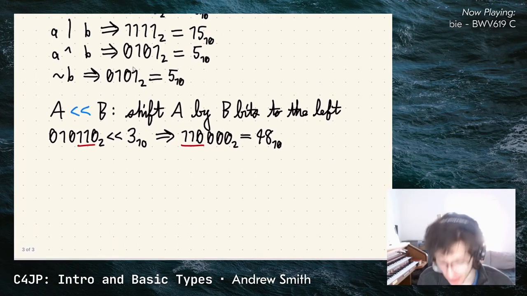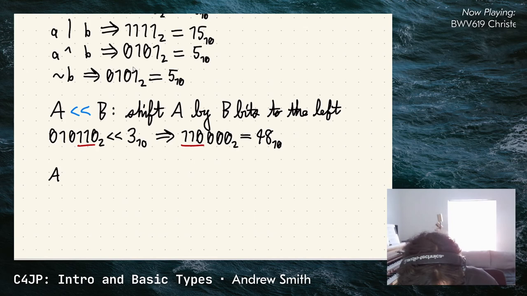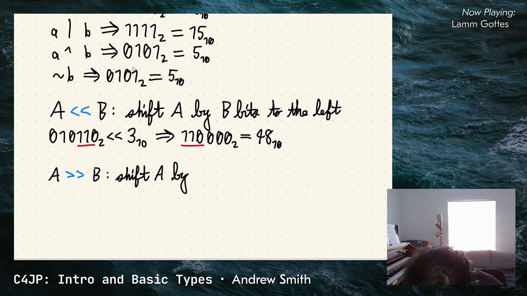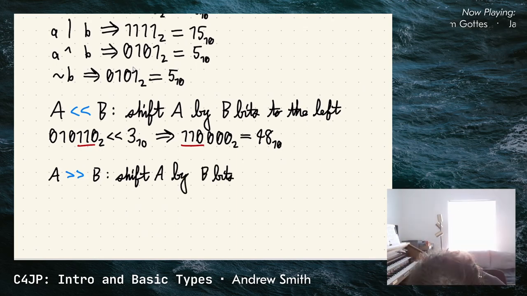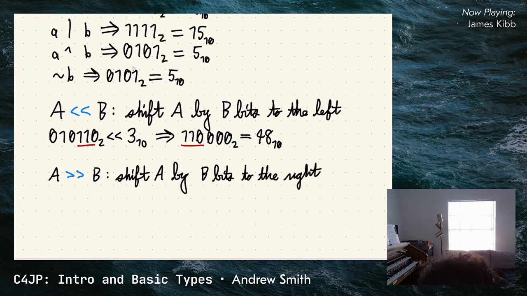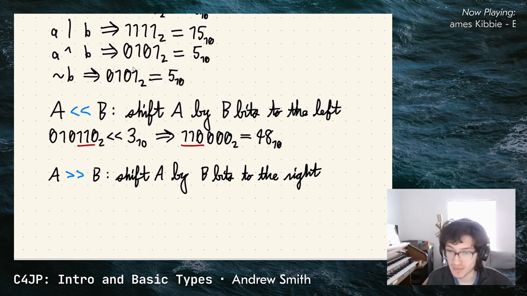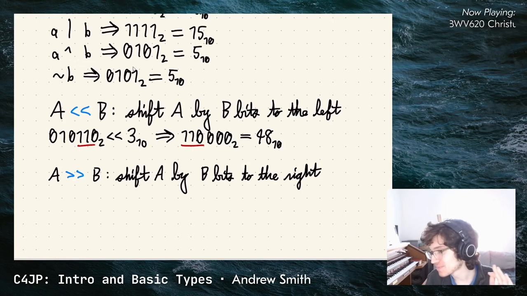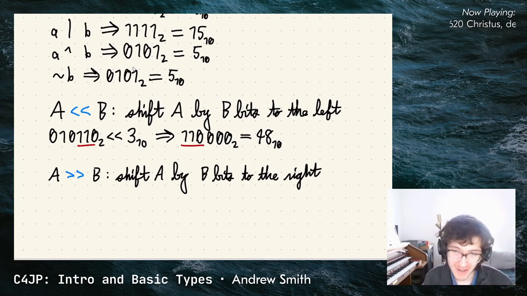And now we've got one more operator, which is the right shift. So A right shift B says shift A by B bits to the right. Now this is going to follow the same principles as the left shift, in terms of that, we're going to take a bit and shift it down however many positions. Right? So same general concept. But this operator has a kind of weird caveat that we've got to talk about.